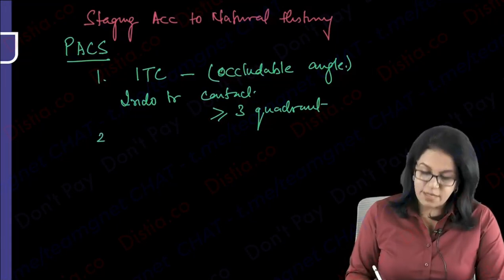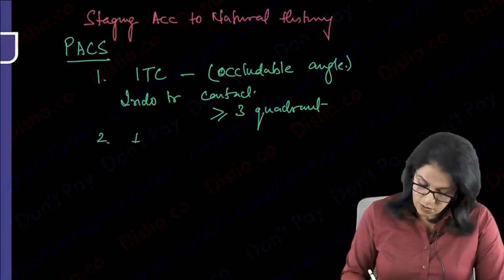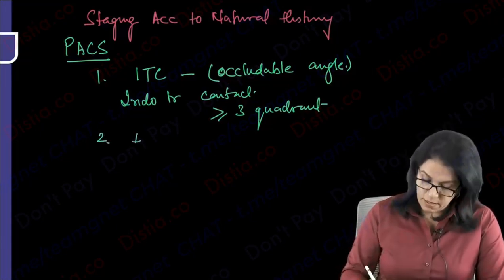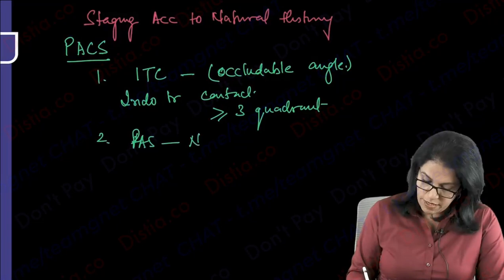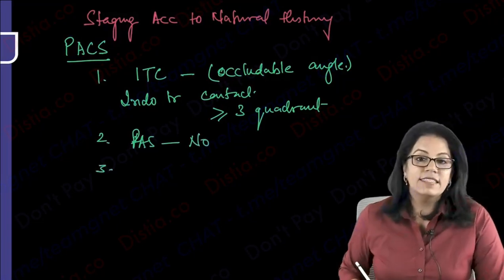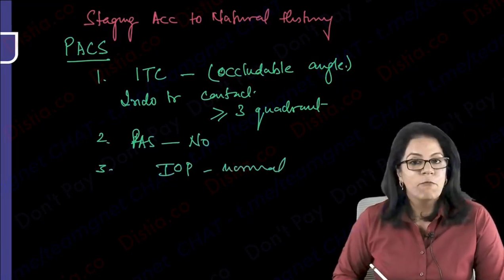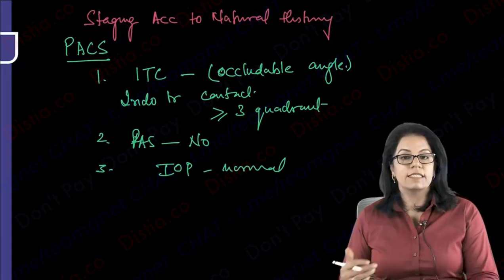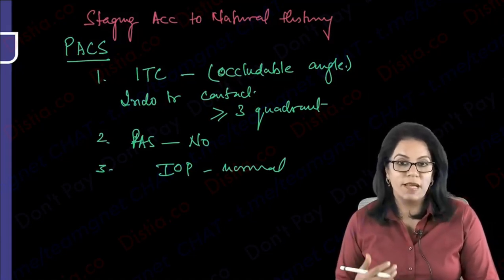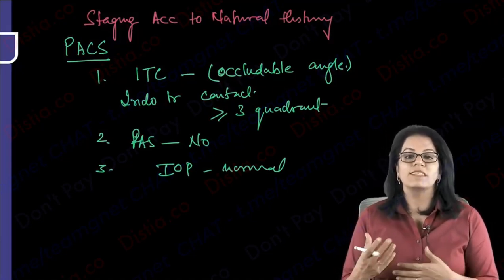But when I am looking at the other parameters, IOP seems normal. Just let me finish the angle part. There is no peripheral anterior synechiae, and intraocular pressures are normal, right? But what I am saying, he is a suspect. He is at a risk of developing, or she is at a risk of developing, this glaucoma.